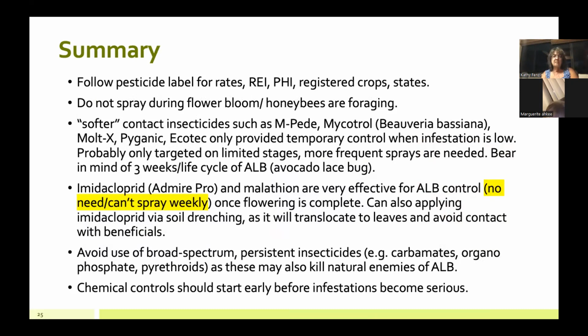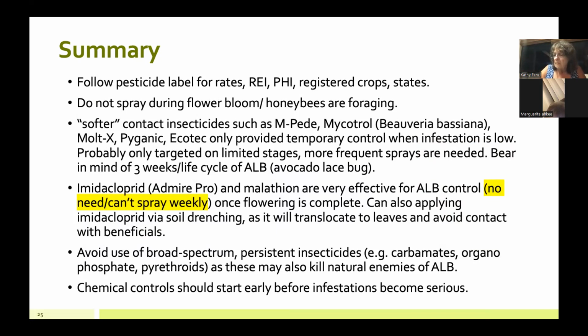bear in mind these life cycles are about 3 weeks. So you're going to have to continuously spray products because there are always multiple stages on the plant. Most of these products are contact insecticides, so you may kill the adults and the nymphs, but you won't penetrate that tar covered egg. Once they hatch, you're going to have to come back and spray them again before they can lay future eggs.